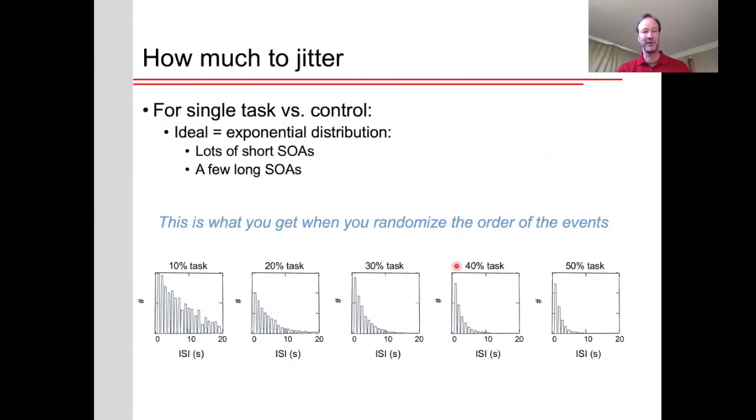Another thing to consider is what distribution the stimulus onset asynchrony should have. Turns out that the optimal distribution is actually an exponential distribution. That is, we have a lot of very short stimulus onset asynchronies or interstimulus intervals and just a few long ones. Here you can see what you get with different fractions of task versus rest and what the optimal order should be. Turns out this is exactly what you get when you randomize the order of the events. This is the kind of distribution you get of SOAs.